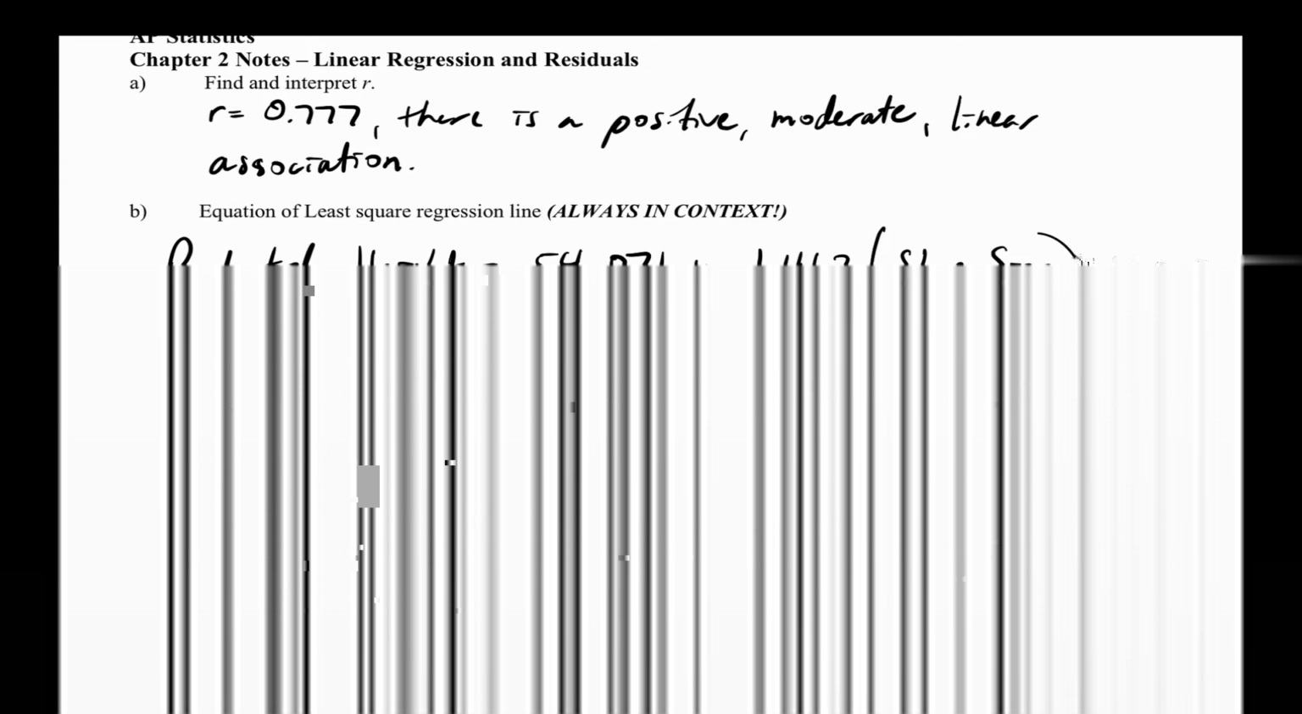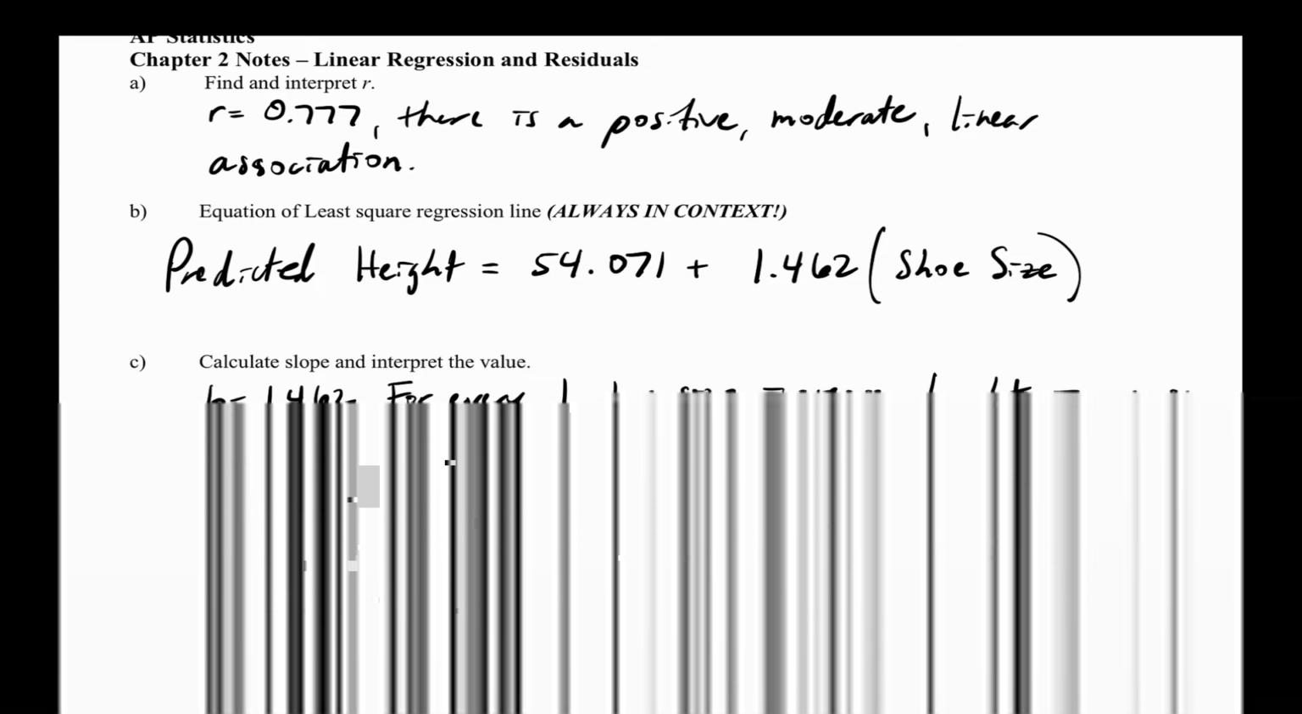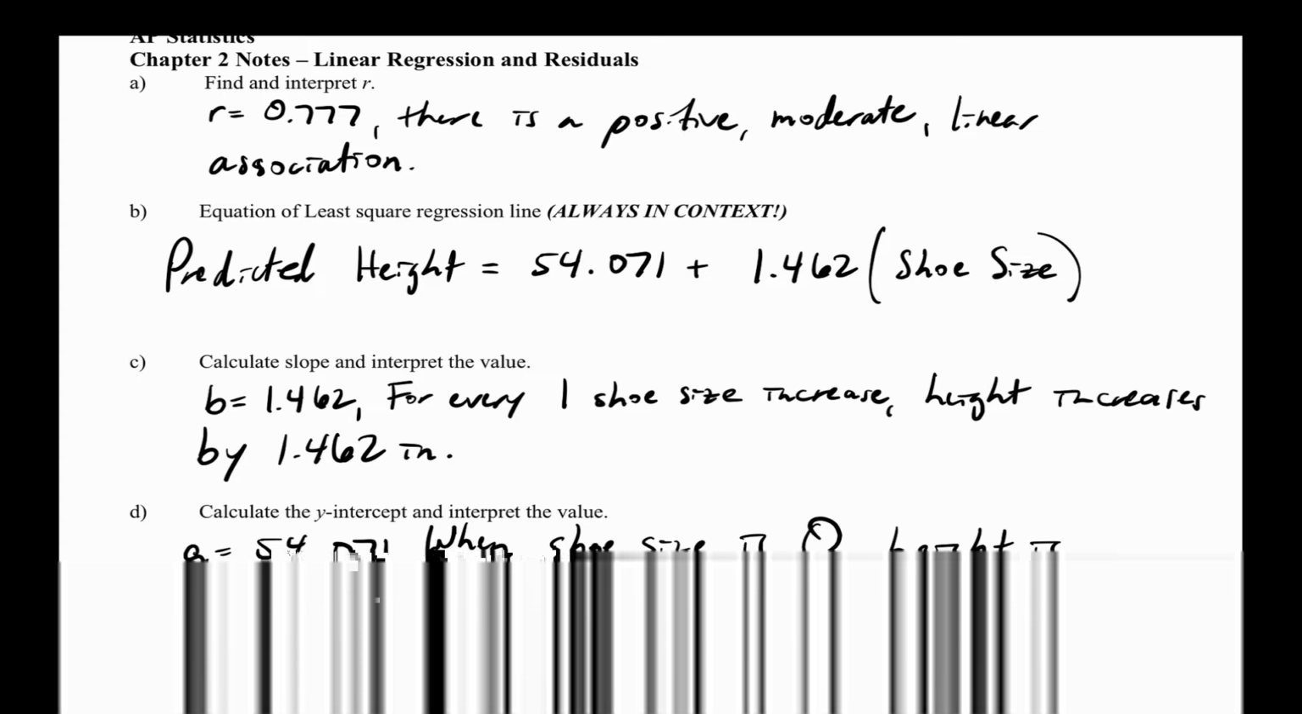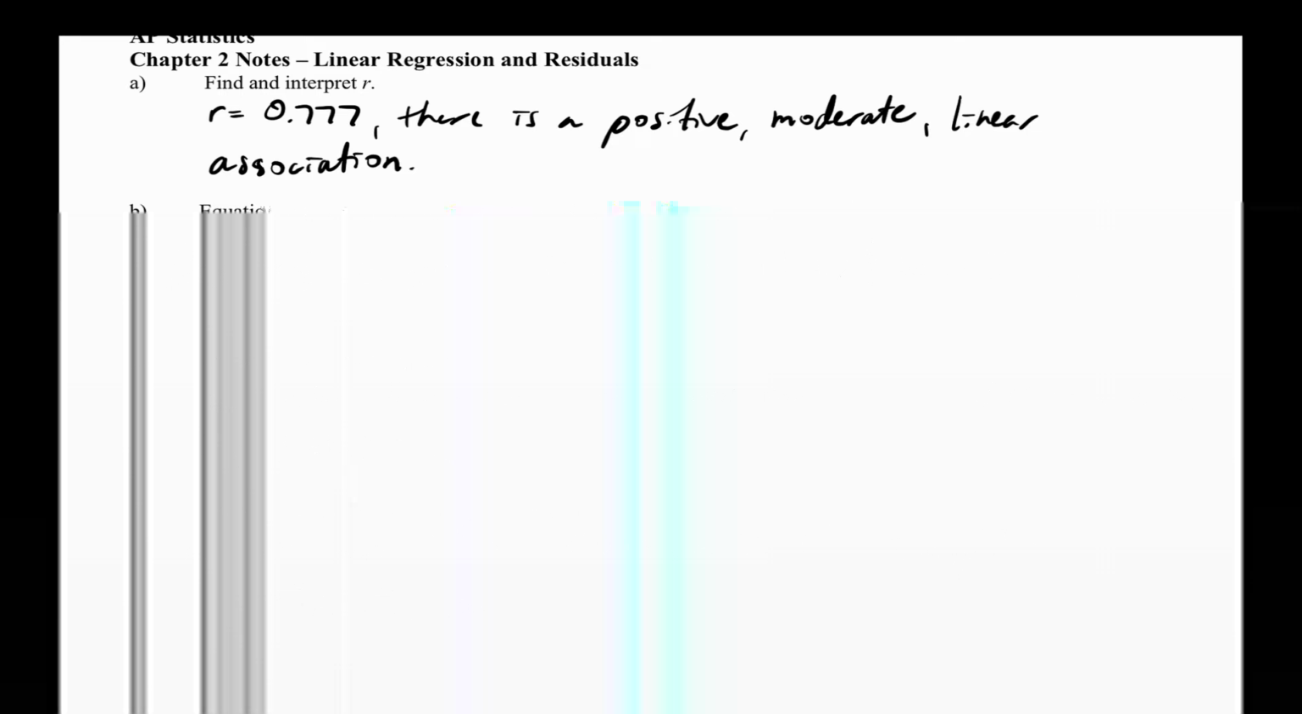We got the predicted height. So the predicted height is equal to 54.071 plus 1.462 times shoe size. The slope was 1.462. So for every one shoe size increase, you're going to increase height by about 1.462 on average. That's not for everybody, but that's just based on the data. When shoe size is 0, your height is going to be 54.071. That doesn't make any sense. Sometimes they don't, but that's the interpretation. Okay, so that's how you interpret that.